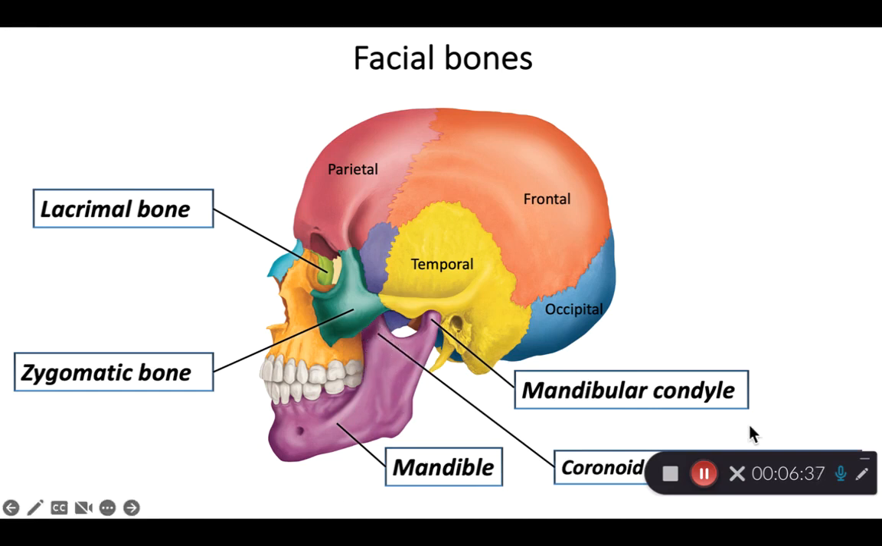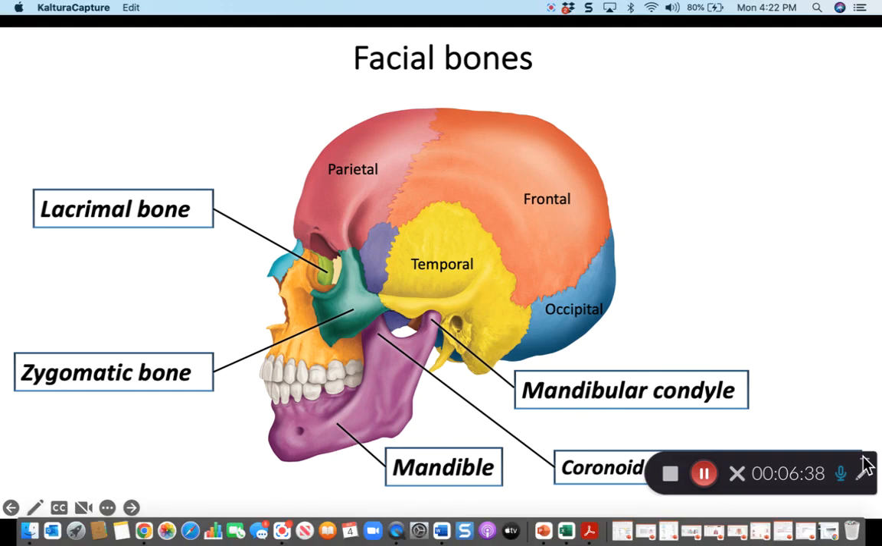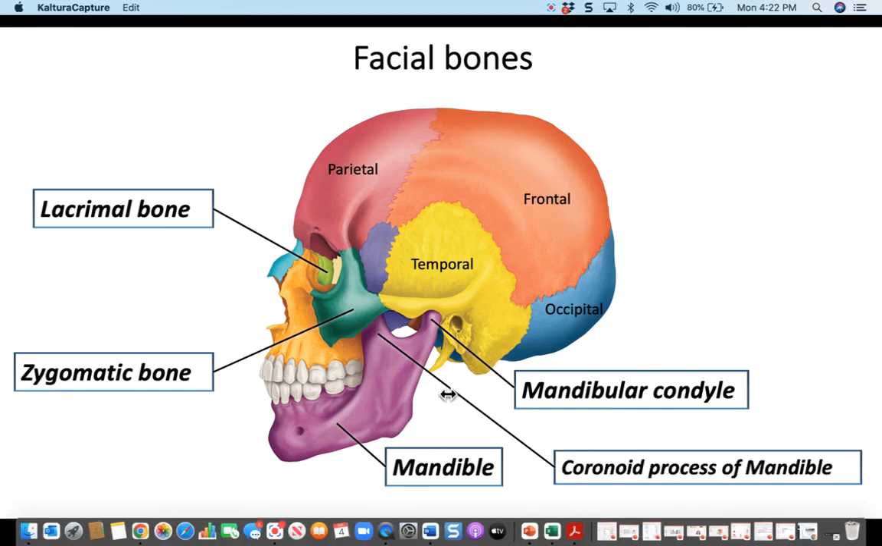There's also a process that kind of sticks up like a crown. It's known as the coronoid process. The word coronoid means crown. And you can't see it all because it kind of ducks behind the zygomatic bone there. But that's known as the coronoid process. There's a number of muscles of mastication that attach to it. Muscles of mastication are muscles that you use to chew.